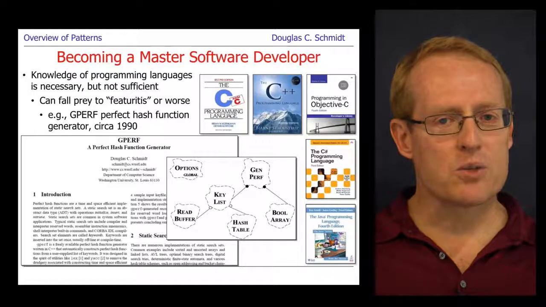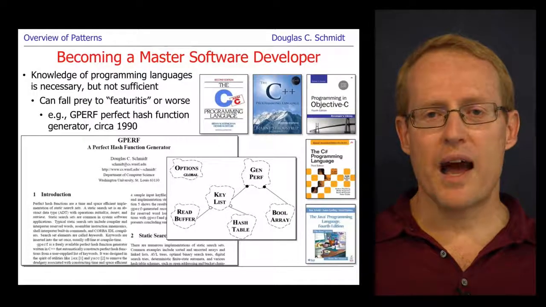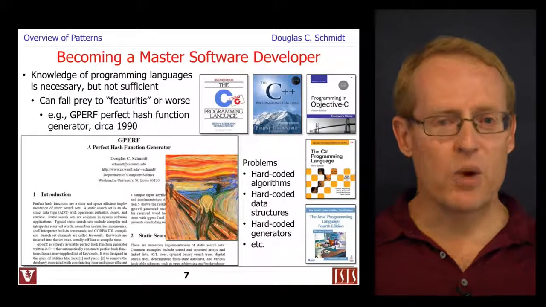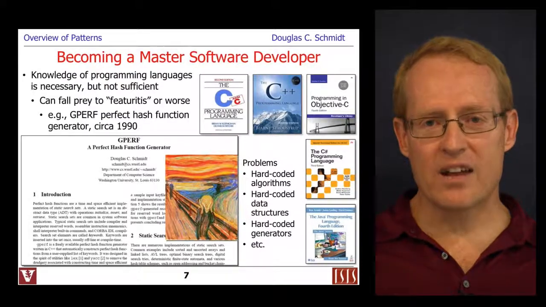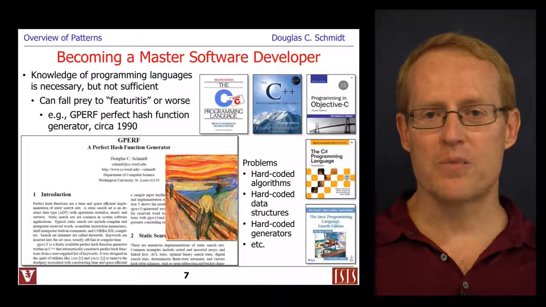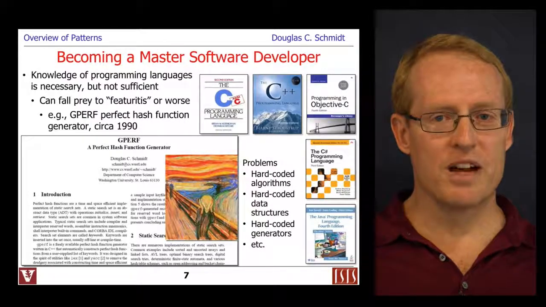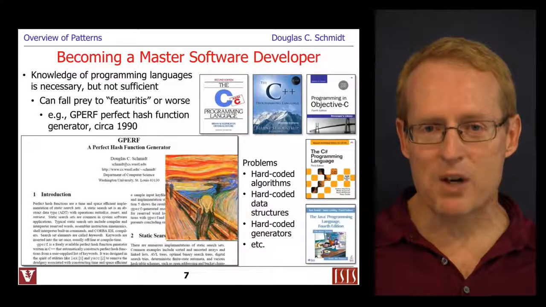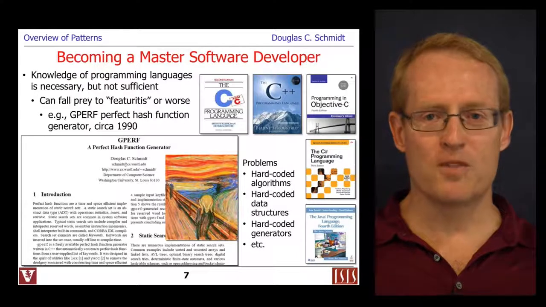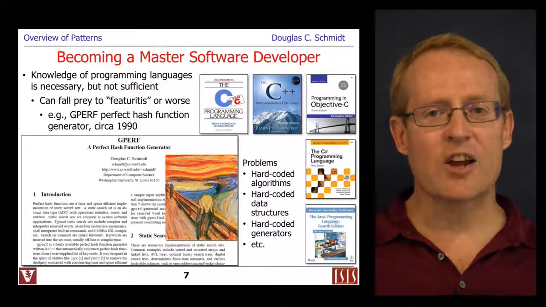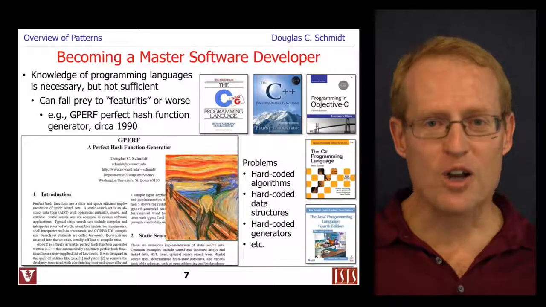And after I put my source code out in open source form, I began to get a lot of people using it. And that's where the problems began. Because what had turned out was that I had done a great job on the knowledge of the algorithms and the data structures, and I'd also been working closely with the developer of G++, the GNU C++ compiler, and every time he put out a new release, I'd update GPerf to use the latest and greatest C++ features at the time. But unfortunately, I'd hard-coded the algorithms, I'd hard-coded the data structures, I'd hard-coded the generators.